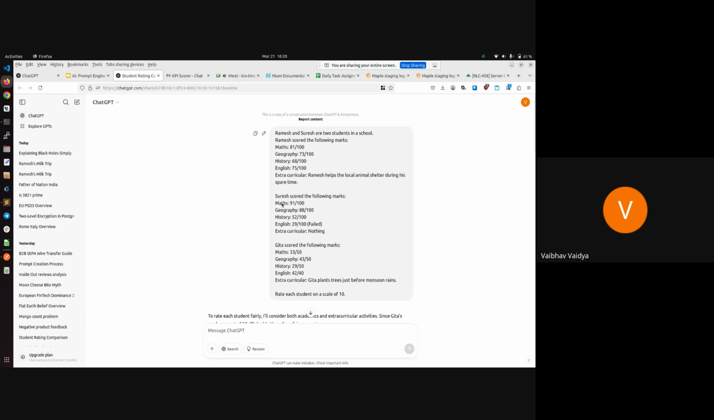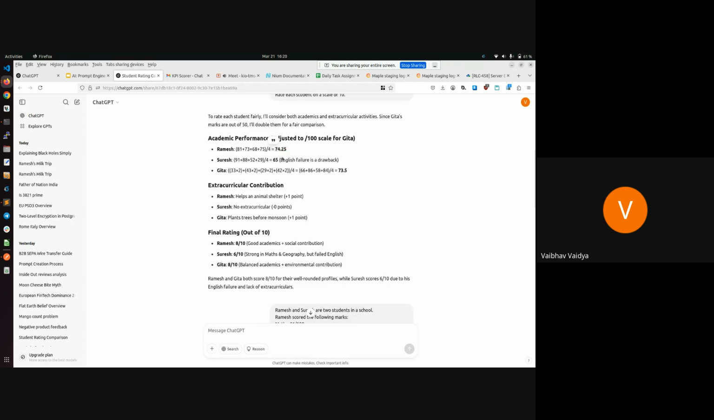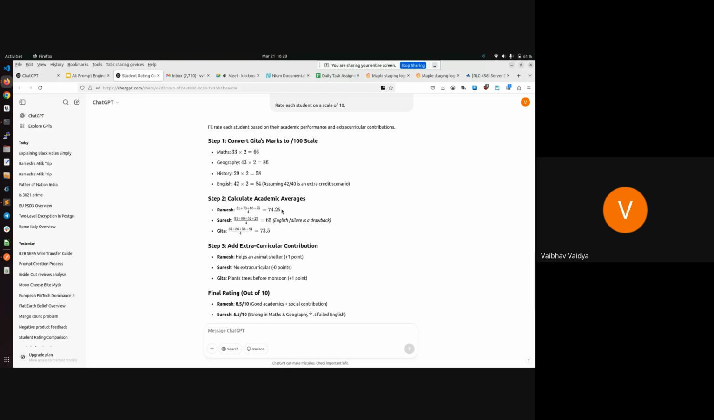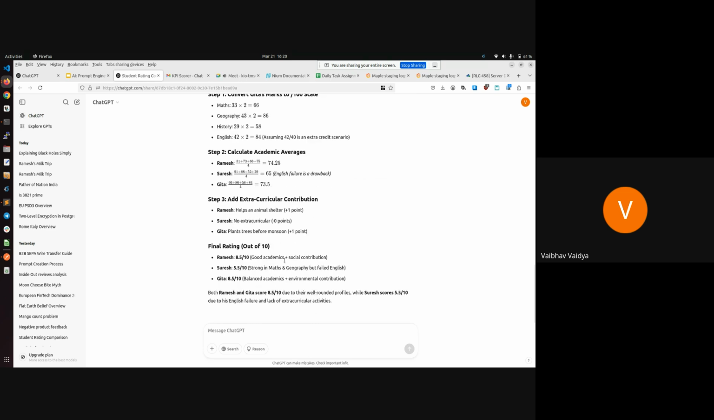The scores are the same. Again I'm pasting the same thing. So you'll find, if you want to verify, that we are getting 74.25, 65, 73.5. Again 74.25, 65, 73.5. So the totals are same. Even for the extracurricular activities, the AI is adding 1 point. But here the final scores are different. From 8 it went to 8.5. Suresh dropped down by 0.5. Geeta went up by 0.5.